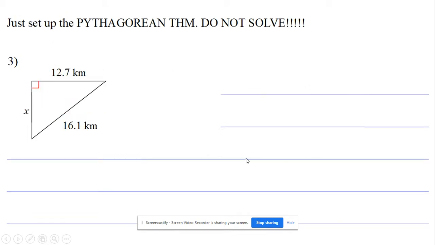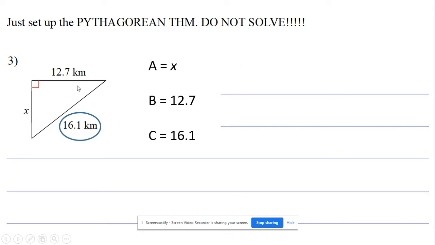And then the final example, we'll have this right triangle, again, as in the other two examples. We're going to look for the side opposite the right angle, which will be our largest side, our hypotenuse. And so for A, B, and C, C will be 16.1. And then for our A and B, I'm going to use x for A and 12.7 for B. You could have easily transposed it and put 12.7 for A and x for B. But the important thing is that we always use the largest side, the hypotenuse, for C.